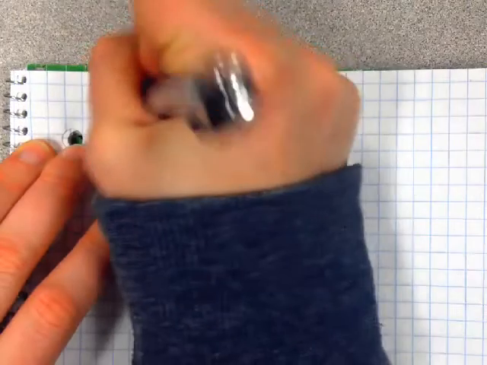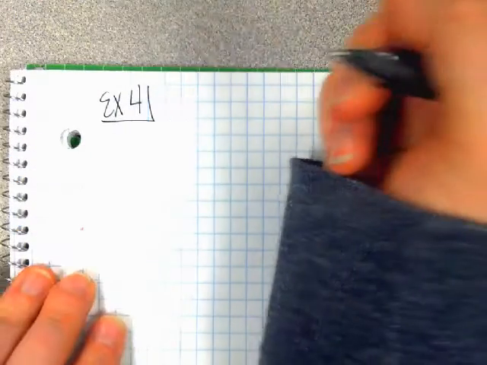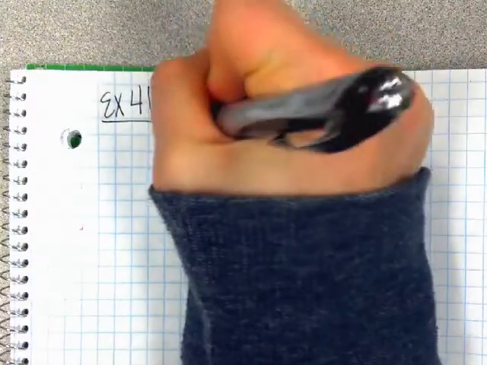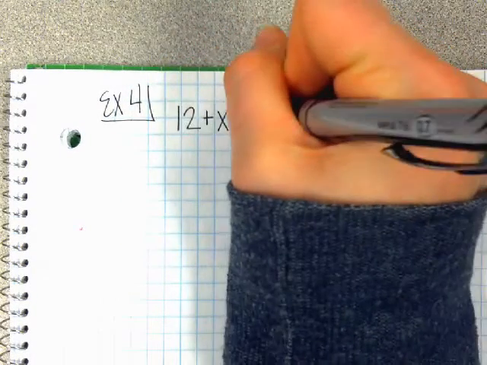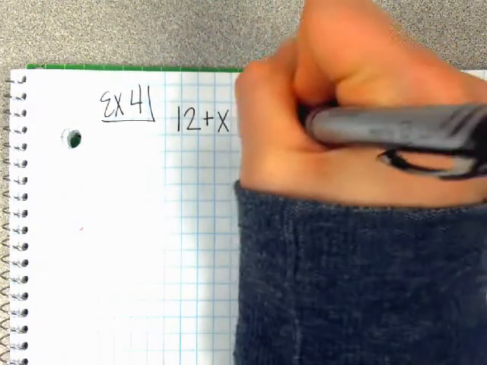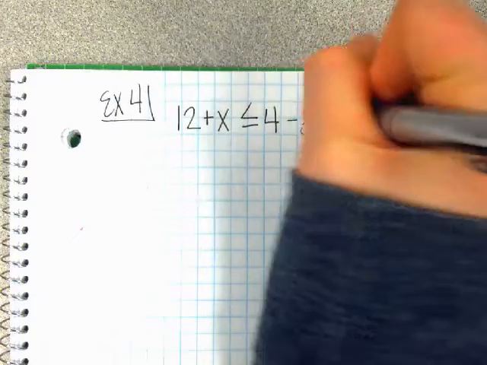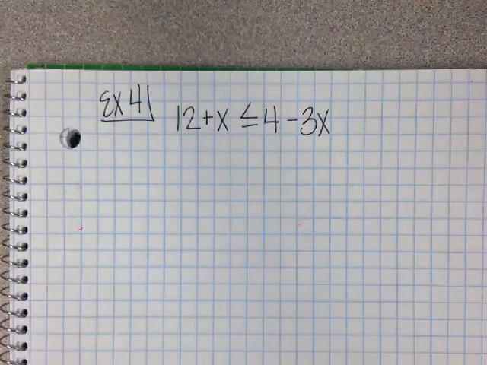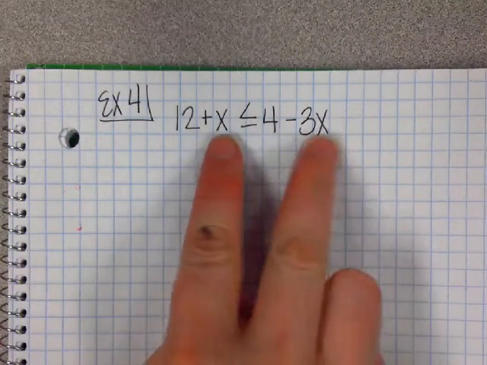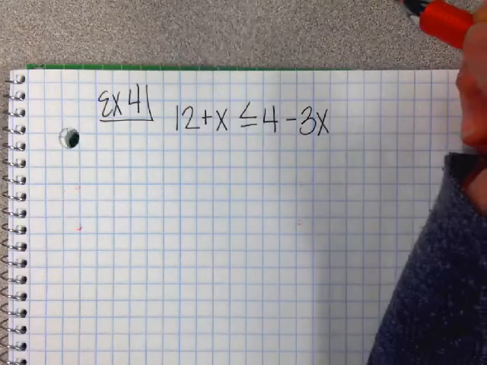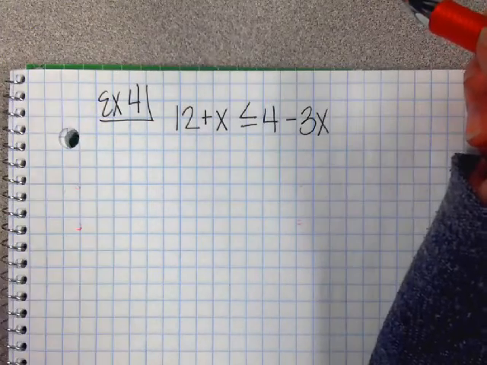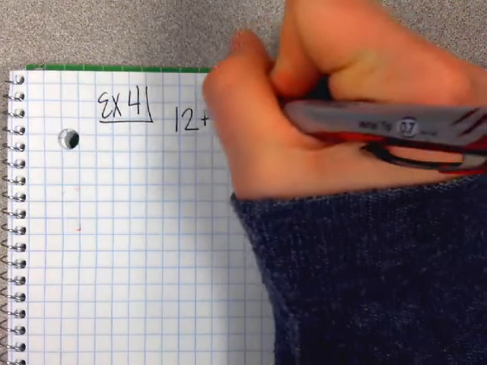Our next example is going to have that one rule that makes it different. So if I have 12 plus x less than or equal to 4 minus 3x. This one is a little bit more challenging just because we have the x's on both sides. And I am going to work it both ways.